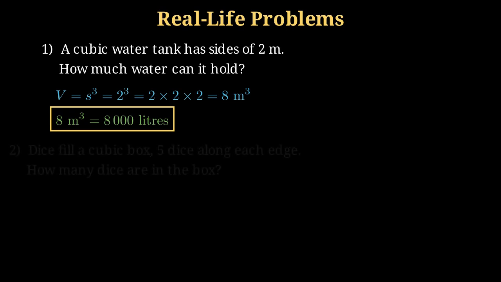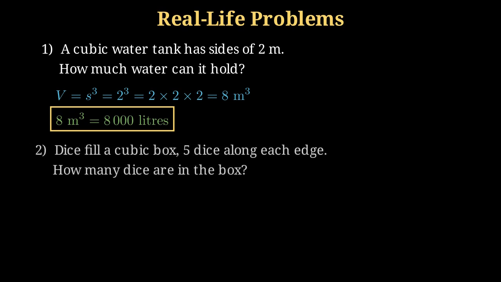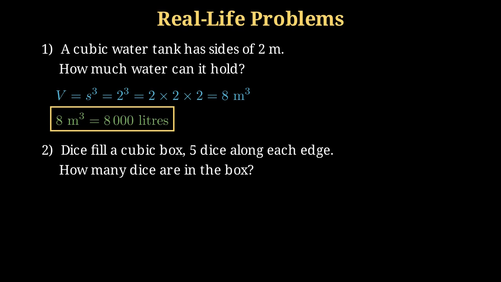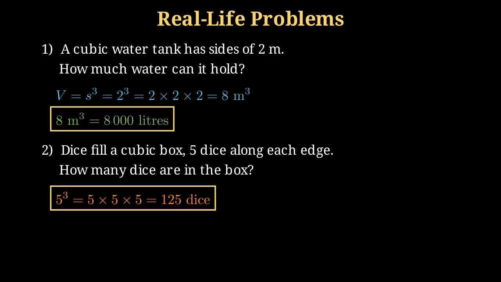Problem 2. Small dice are packed tightly into a cubic box, and exactly 5 dice fit along each edge. How many dice are in the box altogether? Exactly the intro stack, just bigger. 5 layers, each 5 by 5. 5 cubed, 25 times 5, 125 dice.